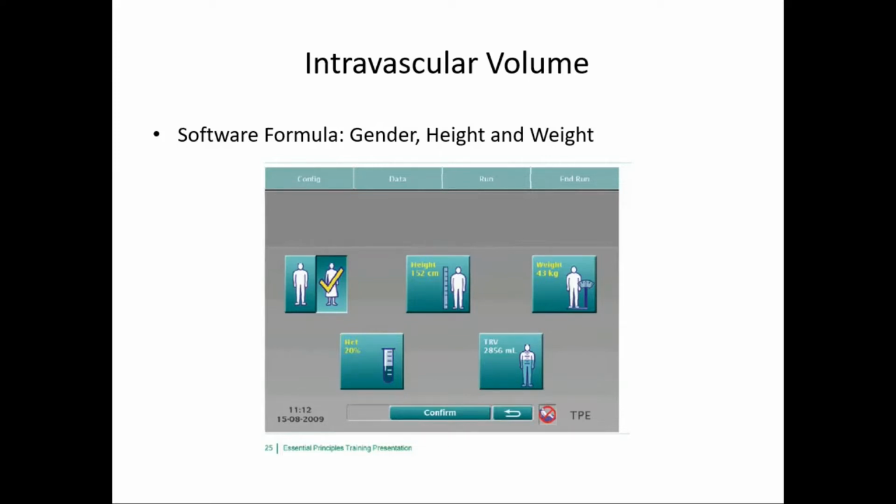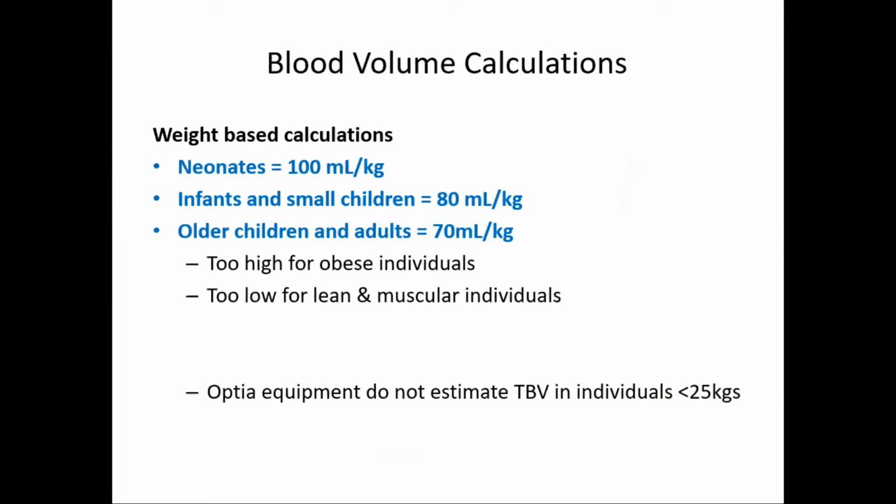The other easy method that we commonly use is weight-based formulas. For neonates, it is 100 ml per kilogram. For infants and small children, it is 80 ml per kilogram. And for older children and adults, we use 70 ml per kilogram. The problem with the weight-based system is it overestimates the blood volume if someone is obese, and it underestimates if someone is lean or muscular. That is the problem with the weight-based formula.